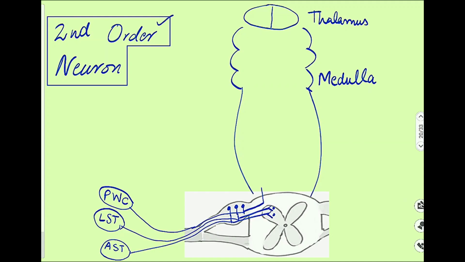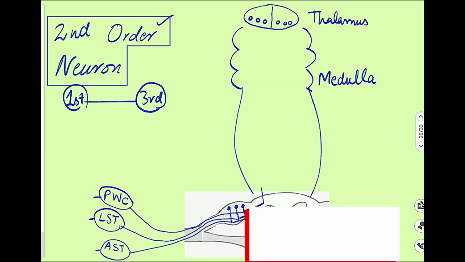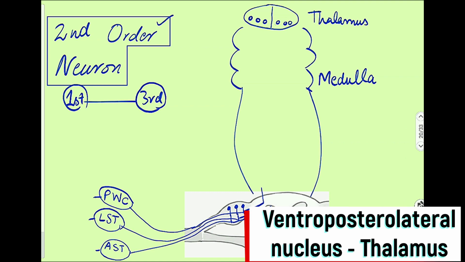And now the second order neuron of the cortical ascending tracts, that is the anterior spinothalamic tract, lateral spinothalamic tract, and the dorsal white column tract. The second order neuron starts after the first neuron and its destination is the third neuron. It will synapse with the third neuron. Note down, all the third neurons of the cortical tracts are located in the thalamus.